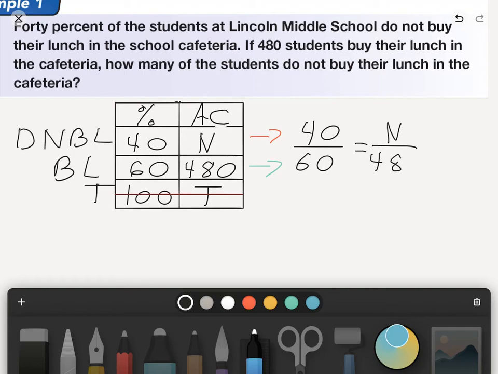N over 480. Now, we'll stop right here and preface this with, what's a mental math way we could solve this right now? 480 divided by... wait, I did it a different way. Just getting to this point, you can look at it and see what the answer is. You do 480 divided by 60, and then multiply that by 40. Well, that's a little more complicated than you really need to do.